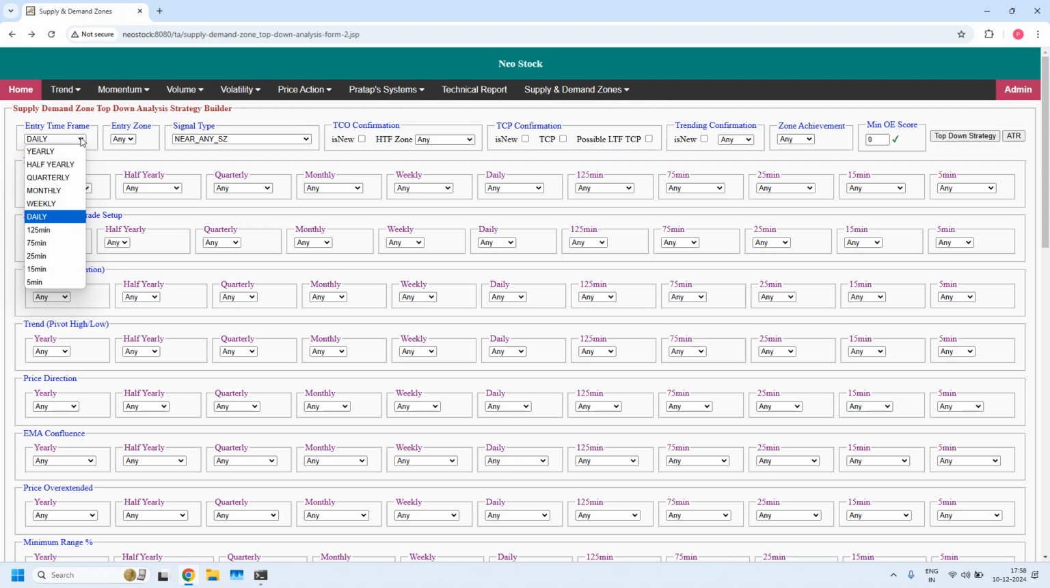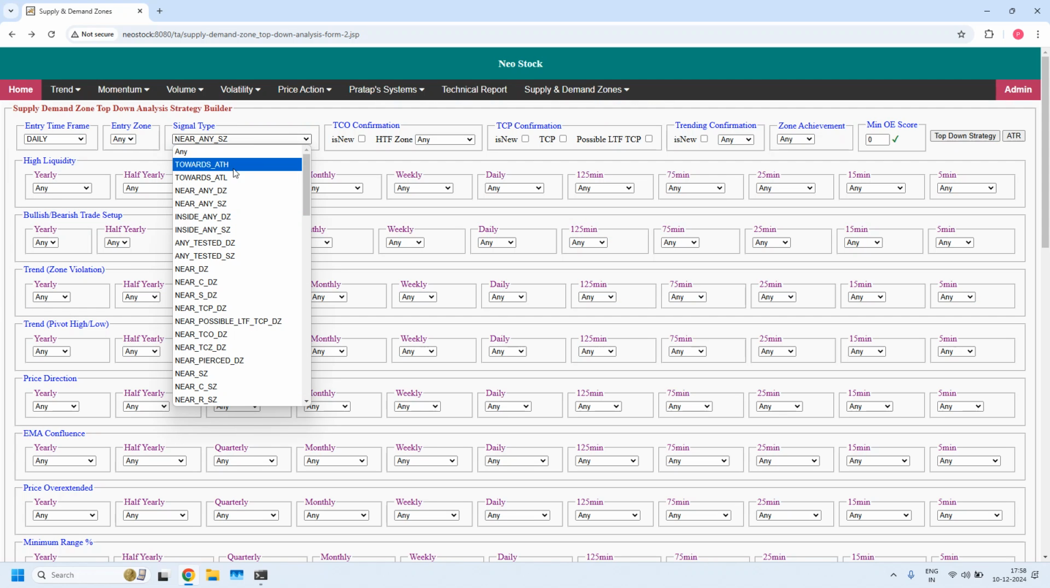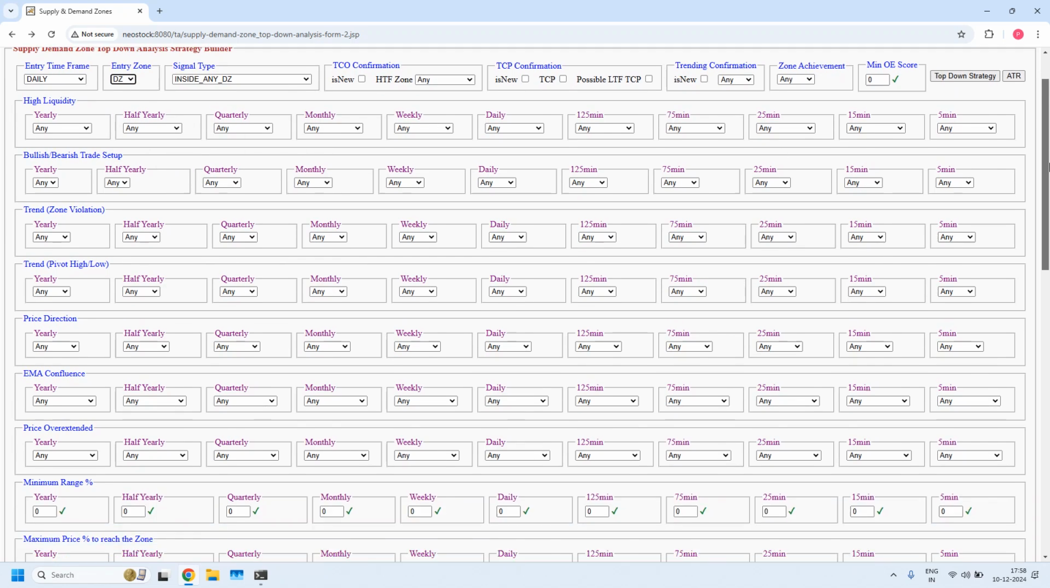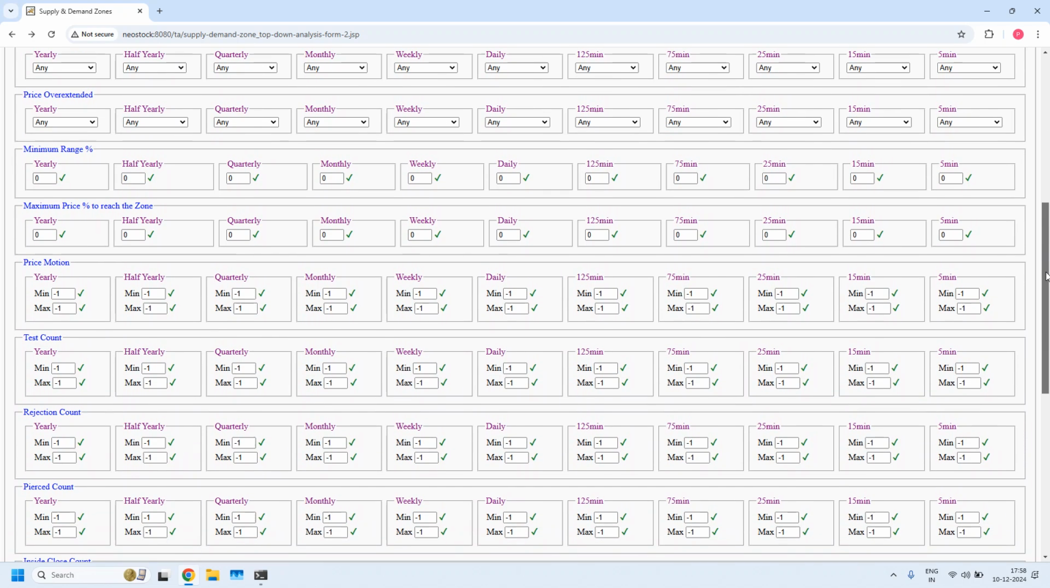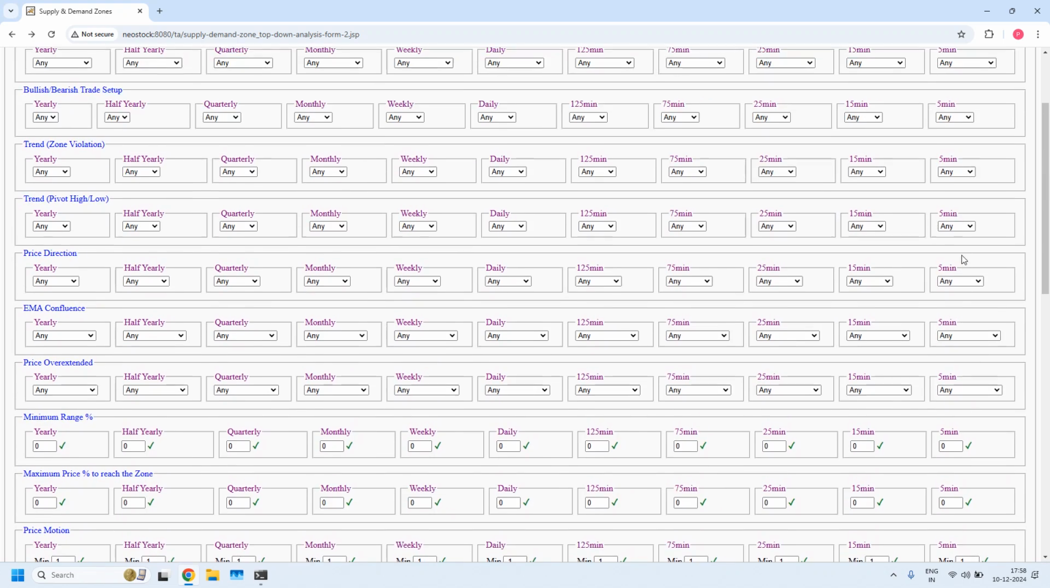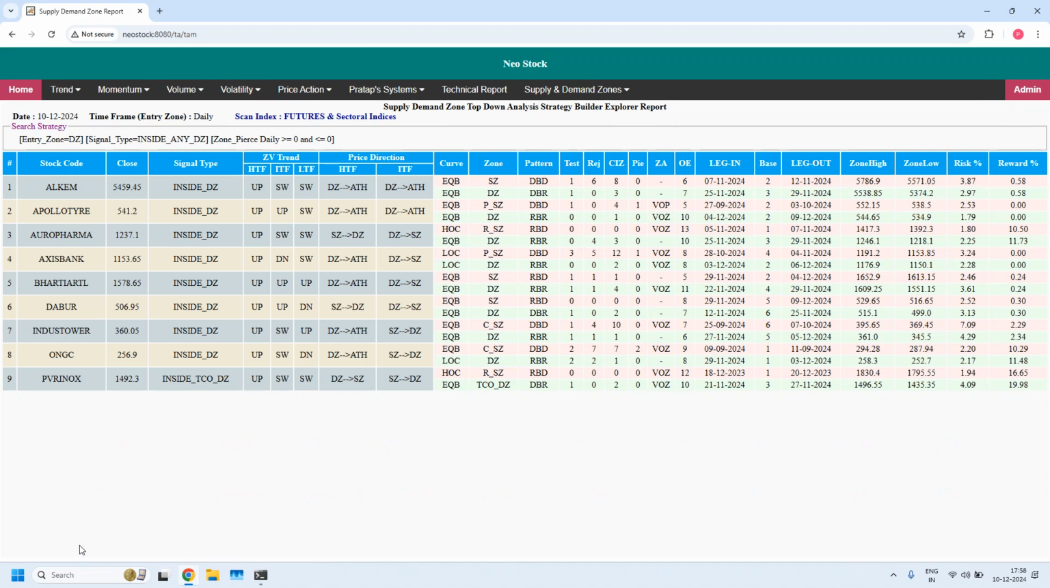Next, daily time frame. Price closed inside the daily demand zone. These daily demand zones should not be pierced. So in the pierced count at a daily time frame, minimum value 0, maximum value 0. That means zone is not pierced. Let's filter. We got 9 stocks. Currently price closed in these 9 daily demand zones.